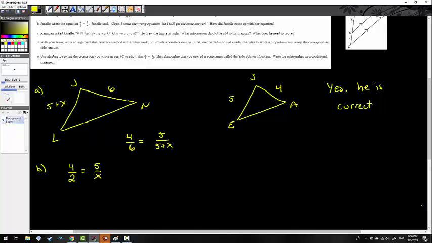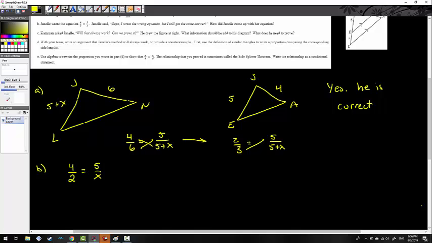I do want to go over this because I feel like people are going to do it robotically. So let's go ahead and just solve for x, just to make sure that we got it. I could cross multiply off the bat, but I'm going to do something in between first. This 4 over 6 here can reduce to 2/3. That just makes the problem a little bit more manageable. So 5 over 5 plus x becomes our ratio.